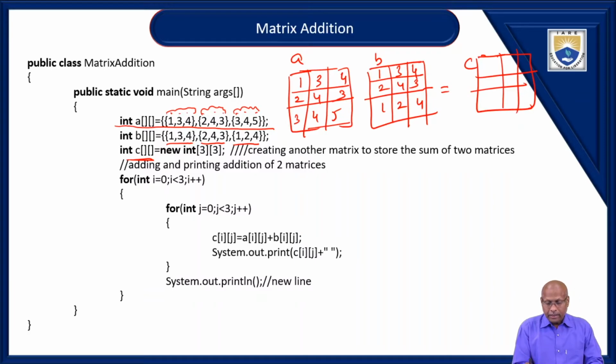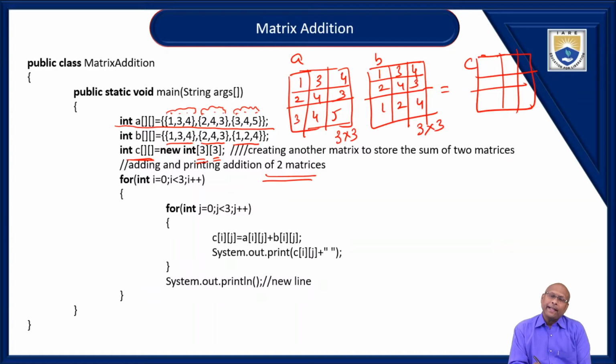Now create another matrix to store the sum of the two matrices. My first matrix has how many rows? 3 rows, 3 columns. Second matrix 3 rows, 3 columns. So my resultant matrix should also be 3 by 3. That's why I wrote 3 by 3. If the dimension changes, then you cannot do addition. So the resultant matrix dimension should be the same as A and B.